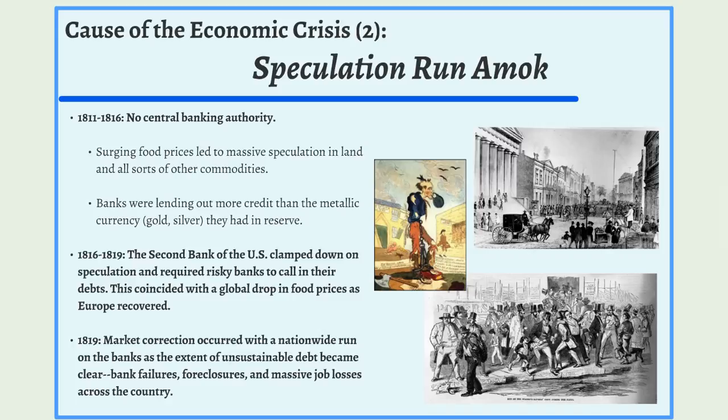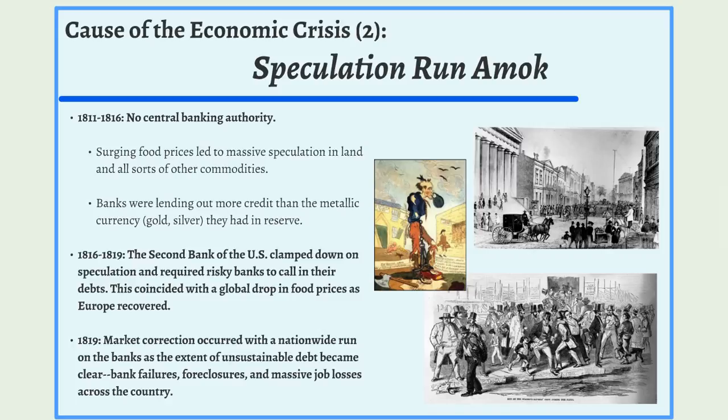Many Americans are betting that as food goes up and land prices go up, they stood to gain by making a lot of money. And so the problem was banks, which were also making a lot of money, were lending out way more credit than the metallic currency, in other words, gold and silver. So they're lending out more credit than what they actually can sustainably do because they don't really have that much metallic currency in reserve to back up all that credit they're lending out. This whole problem came to a head by 1816.